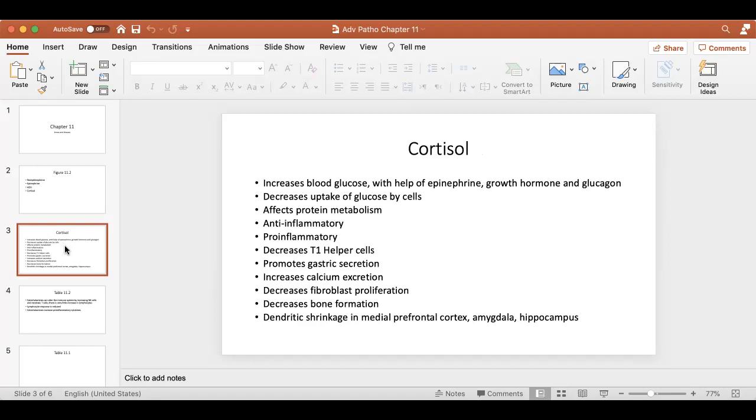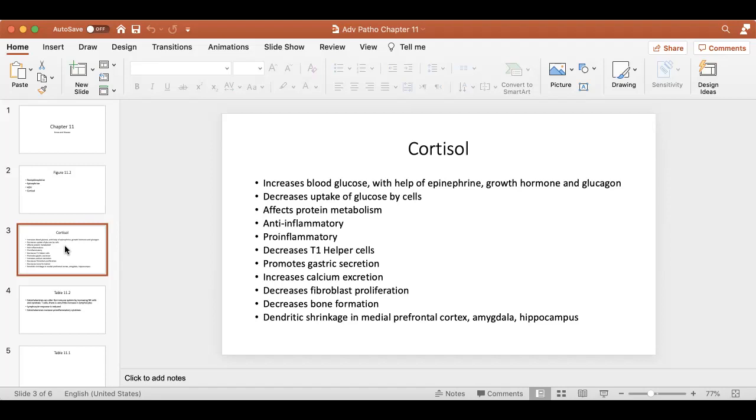It affects protein metabolism because, again, we don't need protein. Protein's more for transportation and structure, so we don't need it in this stress response. And cortisol can have both anti- and pro-inflammatory effects. It does decrease T helper 1 cells. It promotes gastric secretion. It increases calcium excretion. You get a decrease in fibroblast proliferation. So that can actually affect healing of connective tissue, and it decreases bone formation. So then, therefore, you don't get any kind of healing as well.